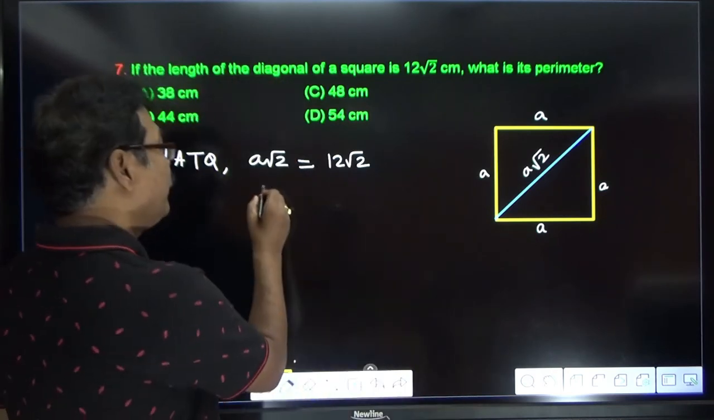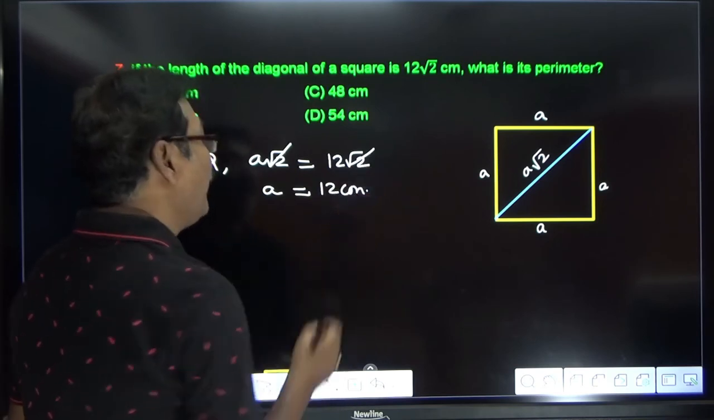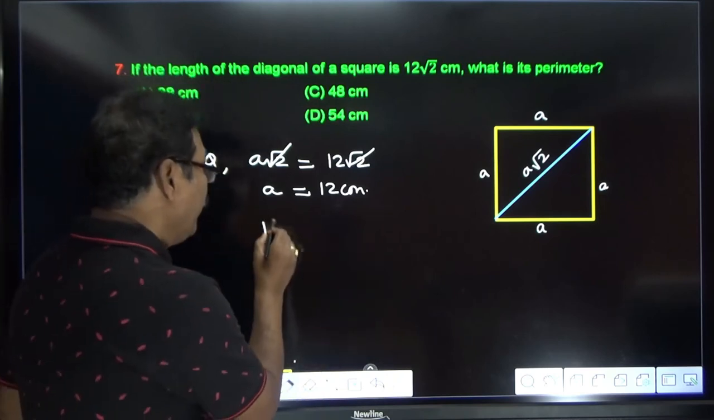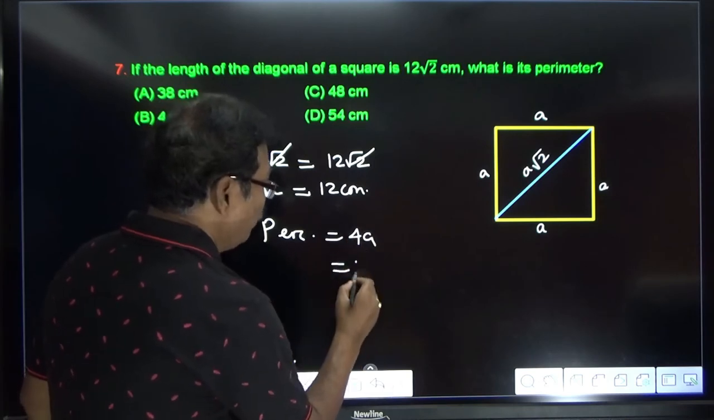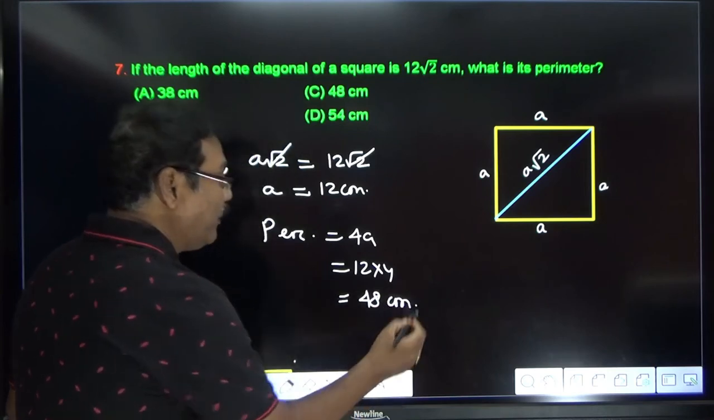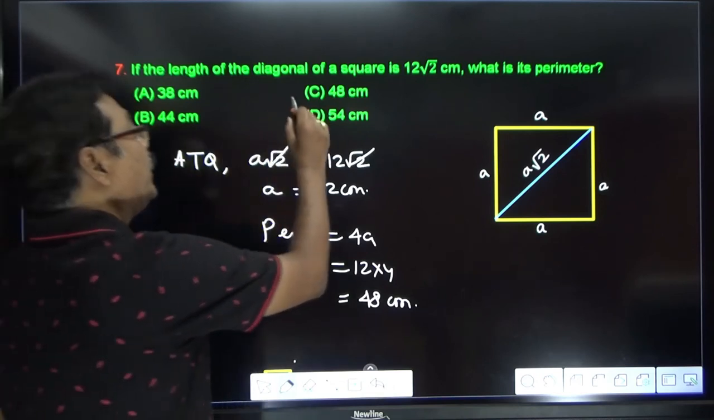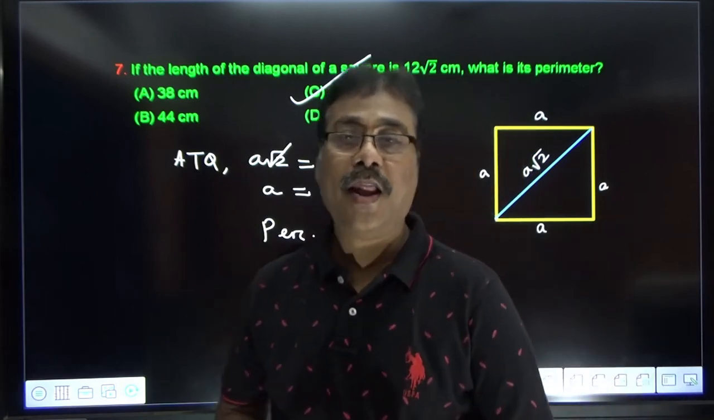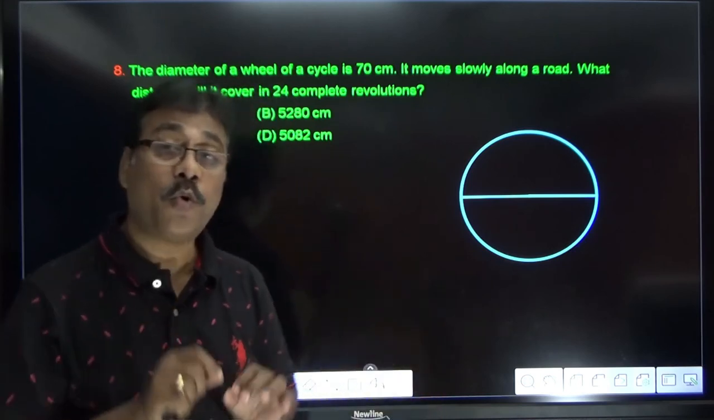So what is A then? Root 2 gets cancelled. 12 centimeter. Because the length of the side is 12 centimeter, the perimeter will be 4A, that is equal to 12 into 4. 12 into 4 is 48 centimeter. Those who have written 48 centimeter, very good. 48 centimeter, option C is correct in this particular question. Clear? Let's move to the next question.